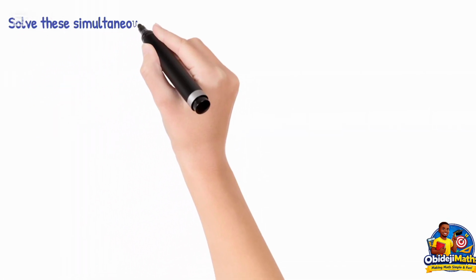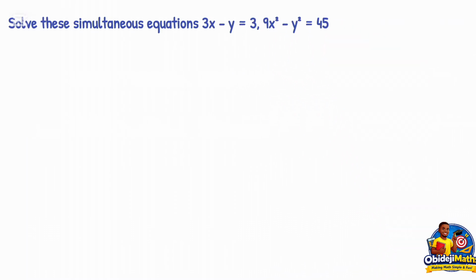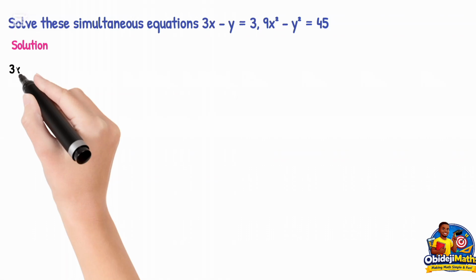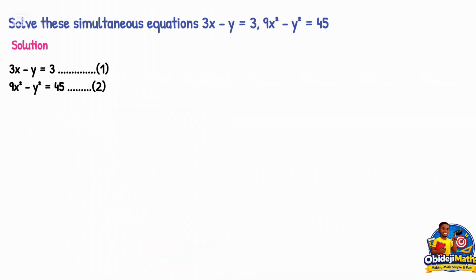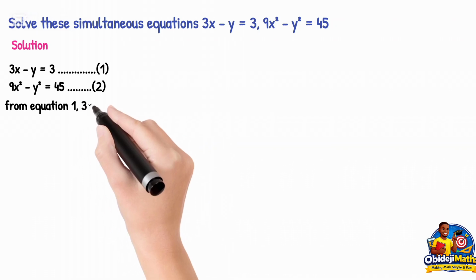We are going to be solving one linear, one quadratic equation today. Solve the simultaneous equations. As you can see, the first one is a linear equation, the second one is a quadratic equation. Let us name them equation 1 and equation 2. The linear equation is easier to work with, that is 3x minus y equals 3.